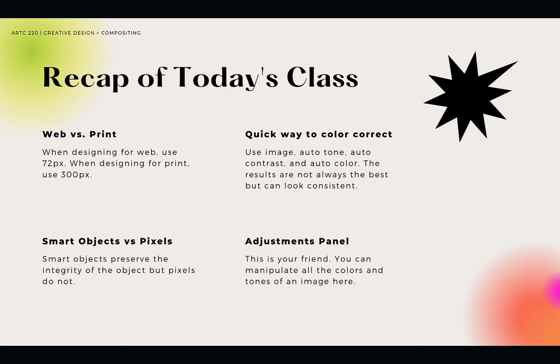And remember the difference between a smart object versus a pixel. Smart objects preserve the integrity of the object, but pixels do not. And lastly, the adjustments panel is your friend. You can manipulate all colors and tones of any image here.